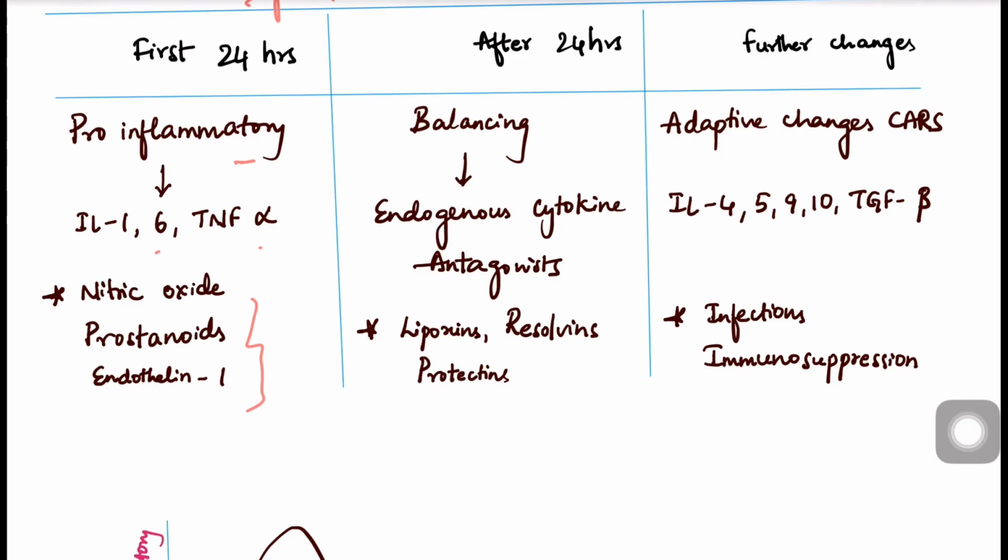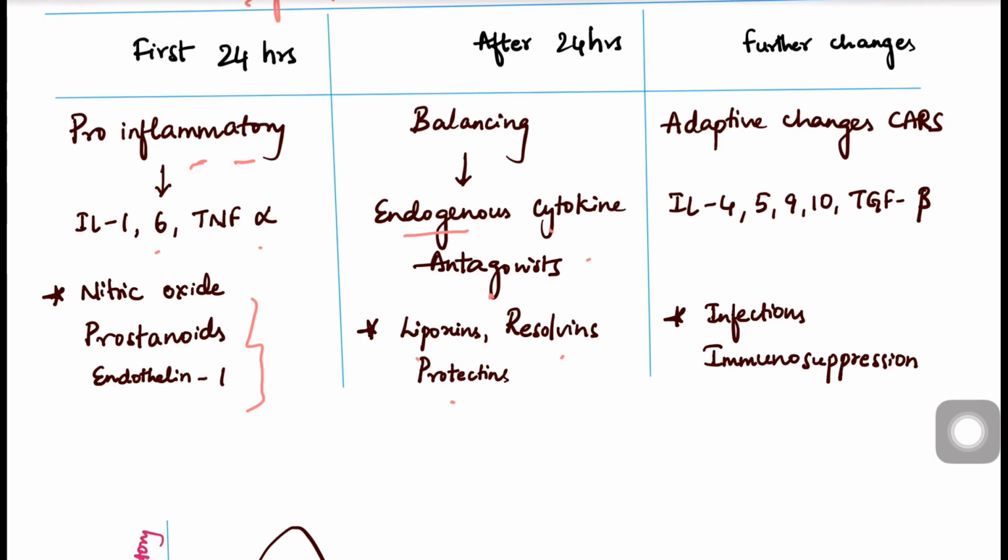If you are struggling to remember endogenous, what does endogenous mean? Within the body. So within the body, to fight this cytokine, body is releasing endogenous cytokine antagonist after 24 hours, as well as lipoxins, resolvins, and protectins. Further changes, so body will try to maintain a balanced state. Ultimately, there is something called homeostasis. Body tries to maintain homeostasis.